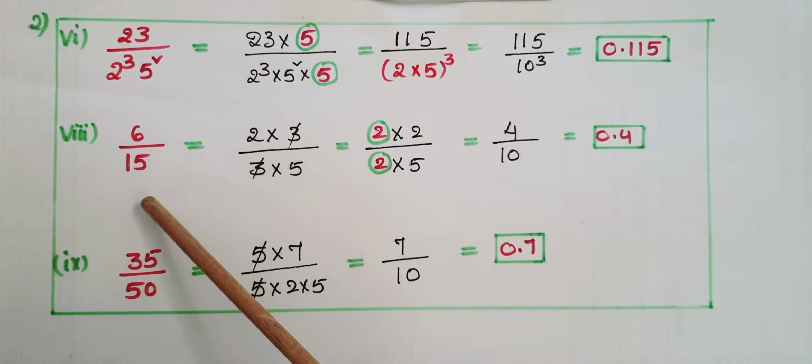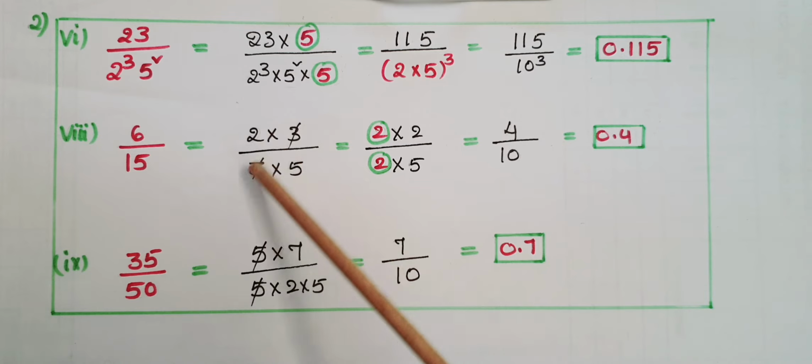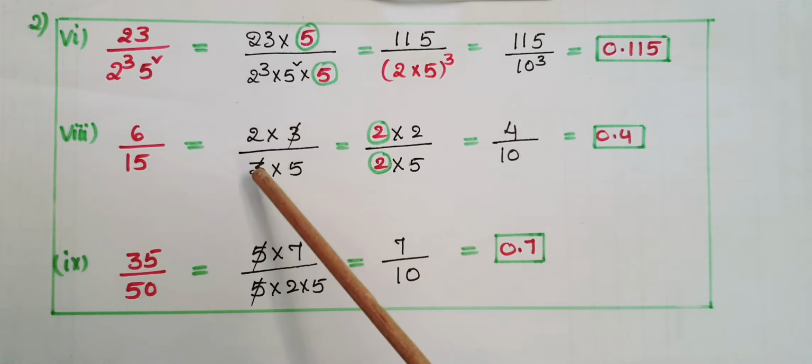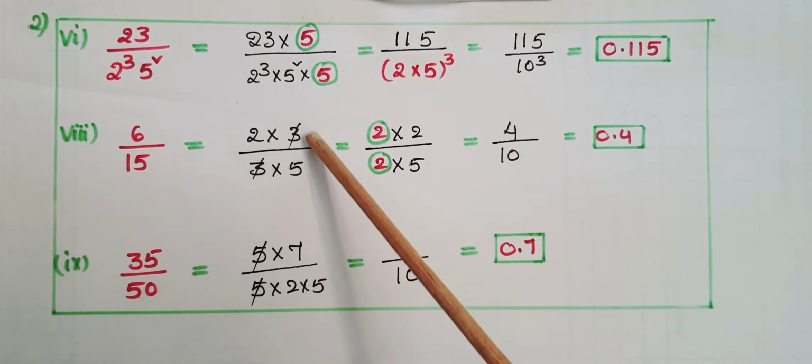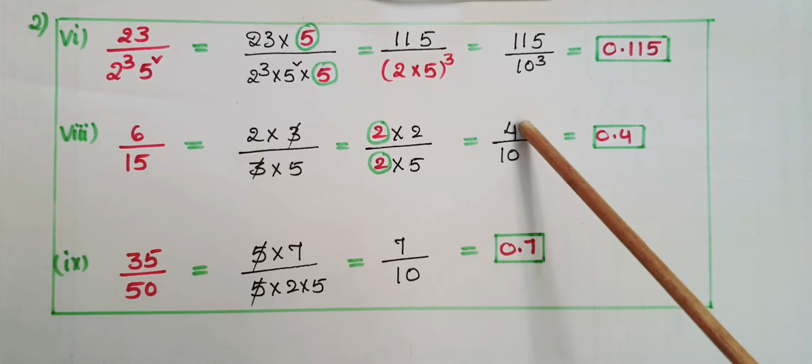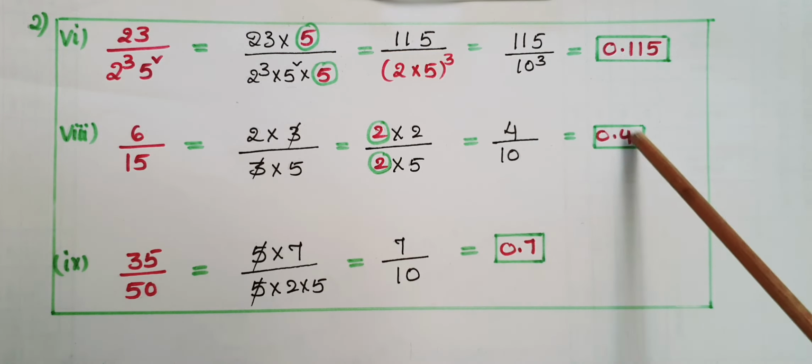Next one is 6 by 15, that is equal to 2 into 3 by 3 into 5. So cancel 3 here. Then here there is no 2, so you have to multiply again 2 in the denominator and numerator also. So 2 into 2 by 2 into 5, that is equal to 4 by 10. So that is equal to 0.4.